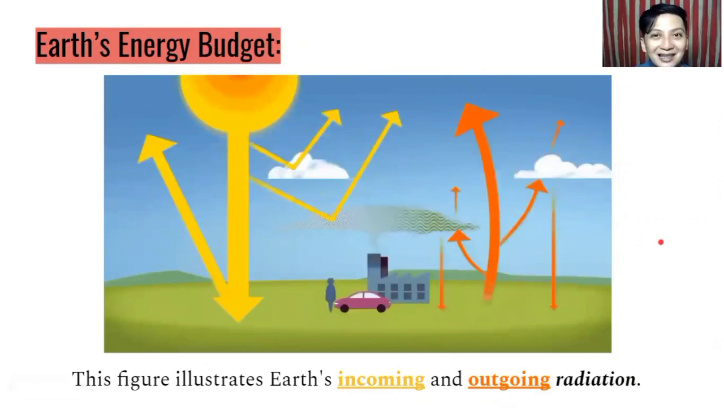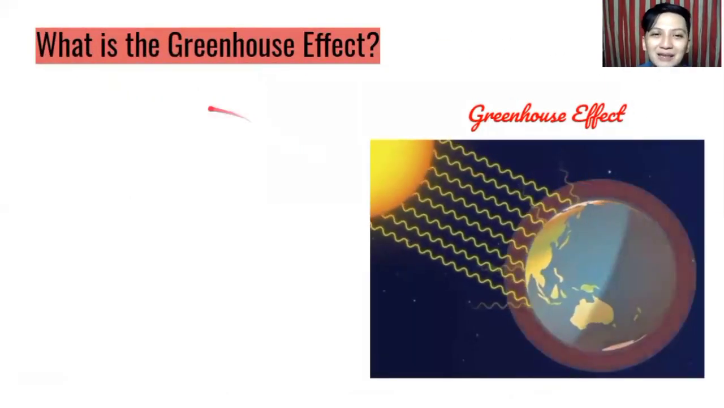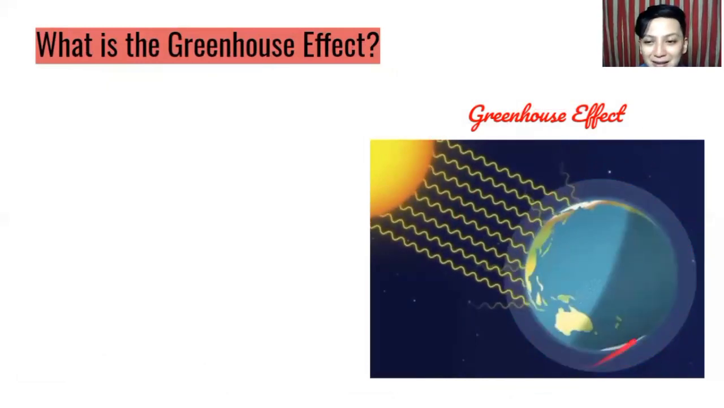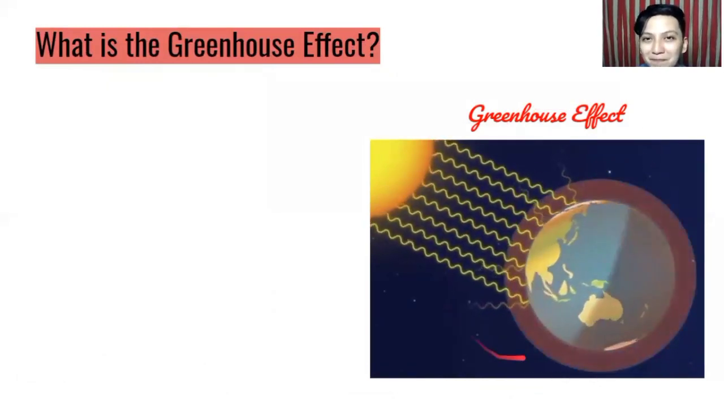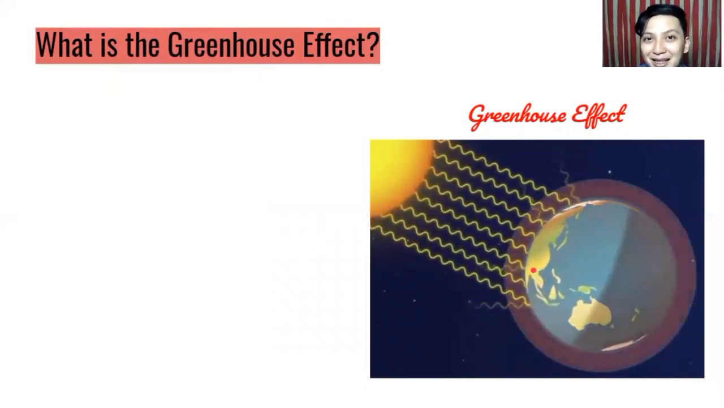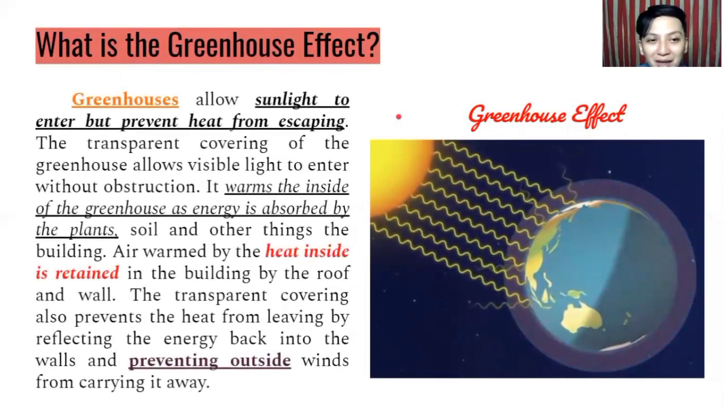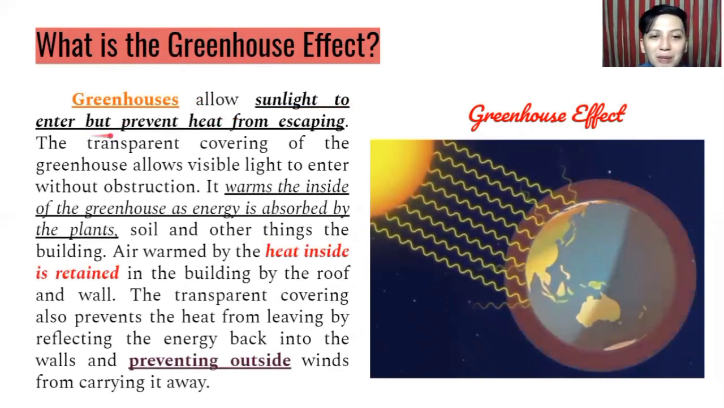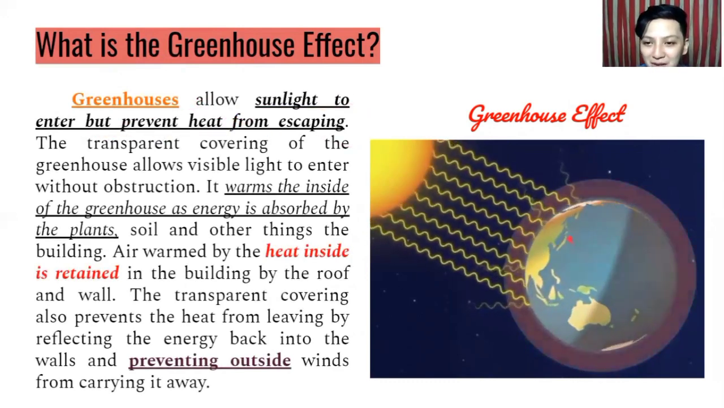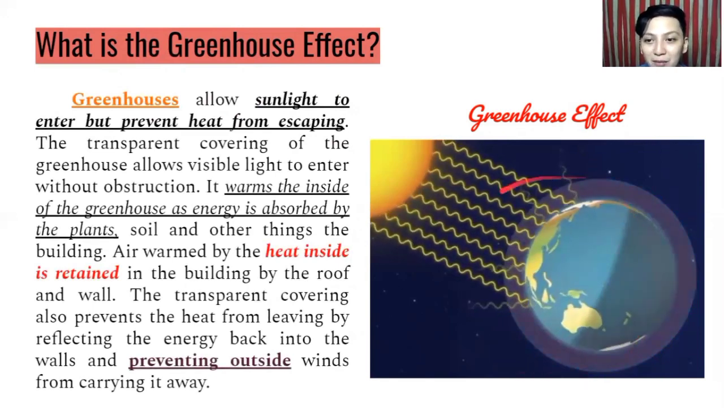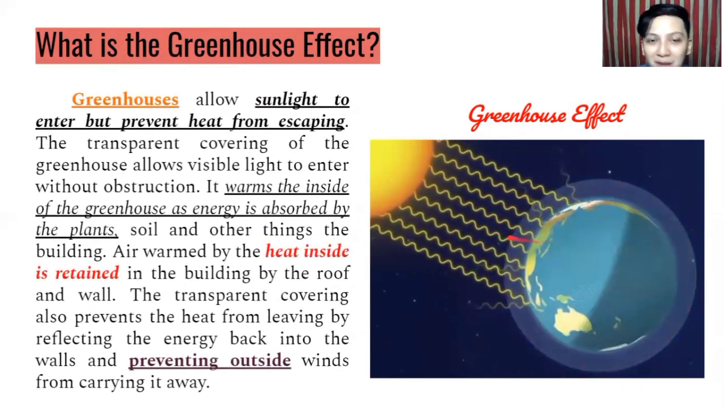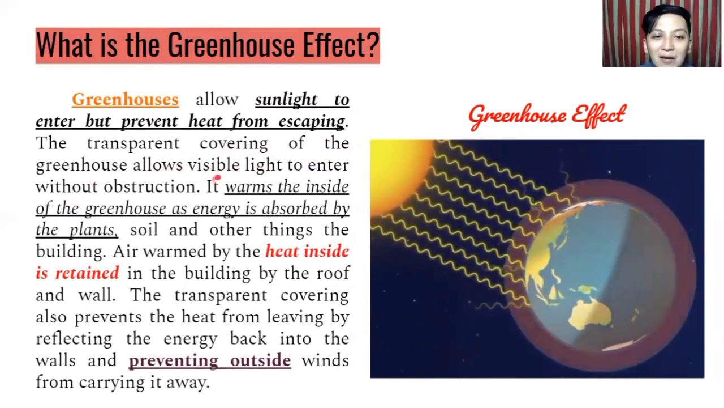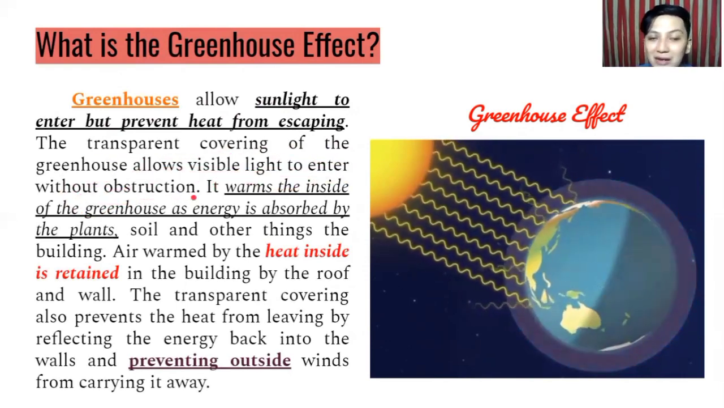Is that clear? Okay, so what is the greenhouse effect? So the greenhouse effect is like this. I want you to look at this one. Any idea? Yes, because the greenhouse effect or the greenhouses allow sunlight to enter but prevent heat from escaping, as you can see. The atmosphere becomes red, meaning to say it becomes hotter. The transparent covering of the greenhouse allows visible light to enter without obstruction.